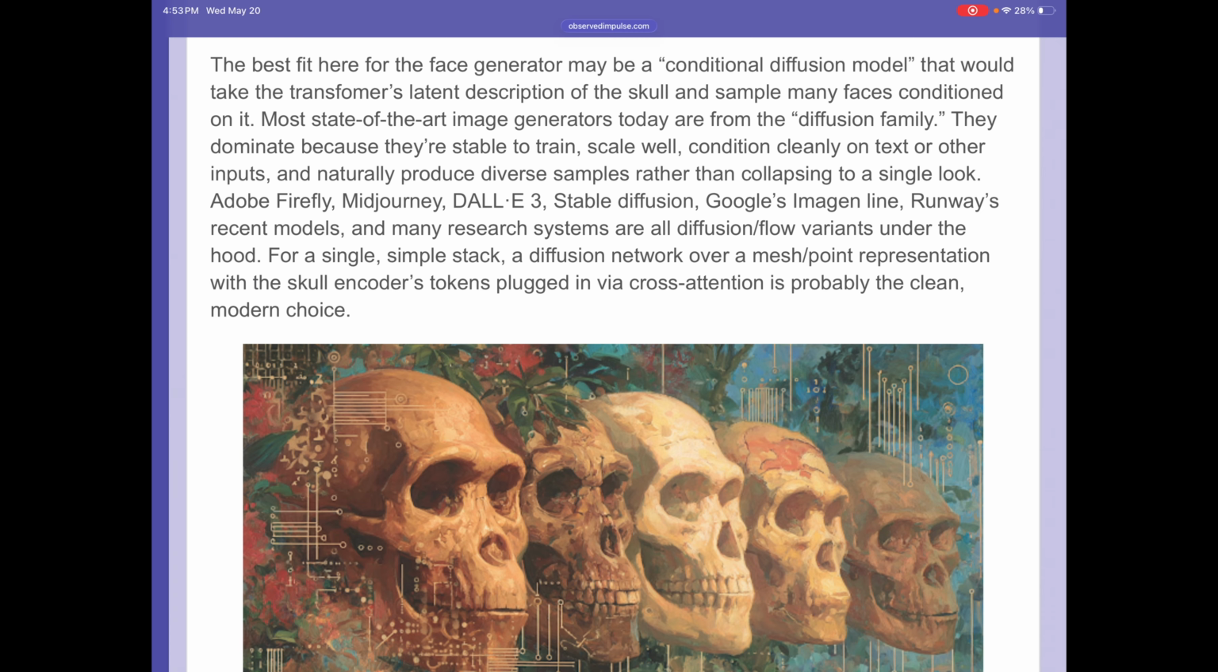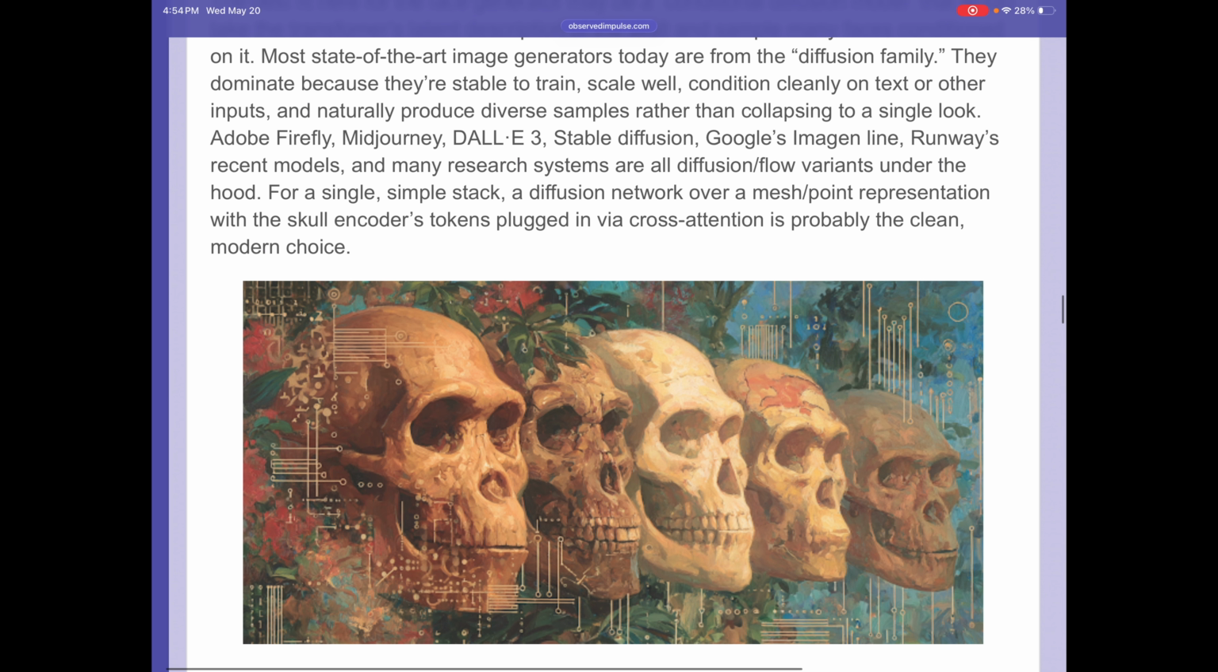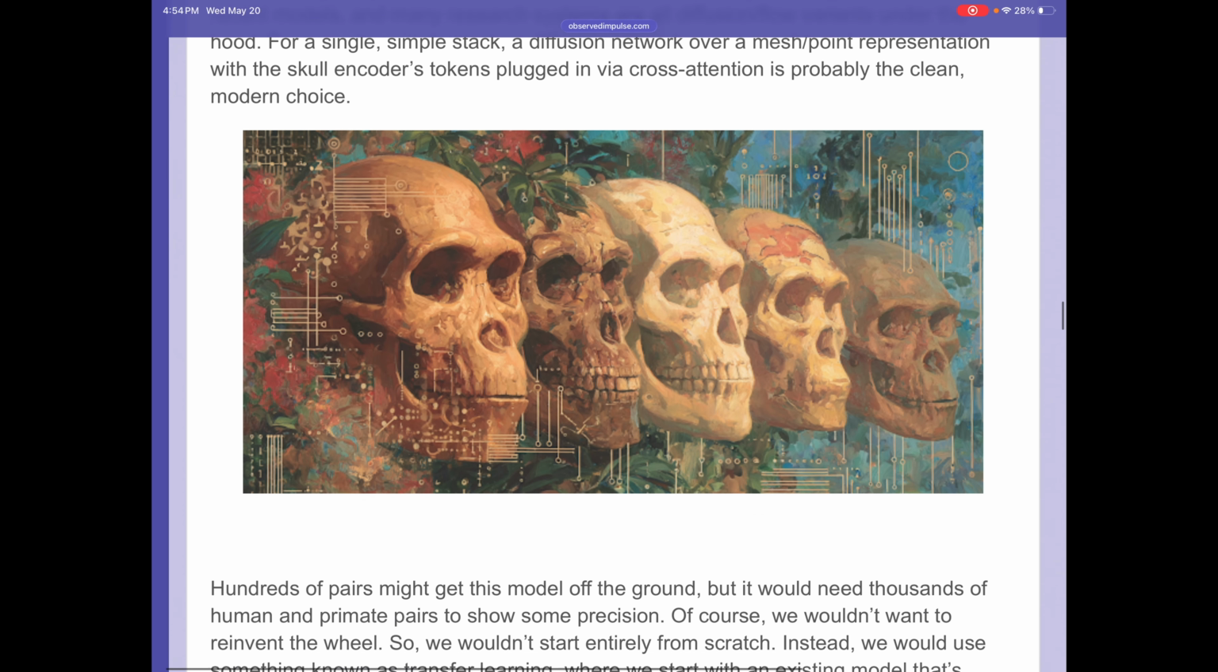Most state-of-the-art image generators today are from the diffusion family. They dominate because they're able to train, scale well, condition cleanly on text or other inputs, and naturally produce diverse samples rather than collapsing to a single look. Adobe Firefly, Midjourney, DALL-E 3, Stable Diffusion, Google's Imagen, Runway's recent models, and many similar research systems are all diffusion or flow variants under the hood. For a single, simple stack, a diffusion network over a mesh point representation with the skull encoder's tokens plugged in via cross-attention is probably the clean, modern choice.